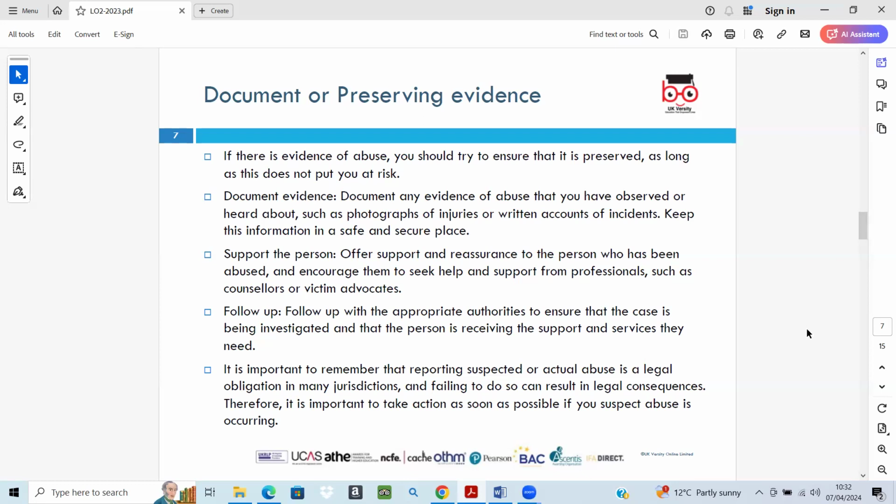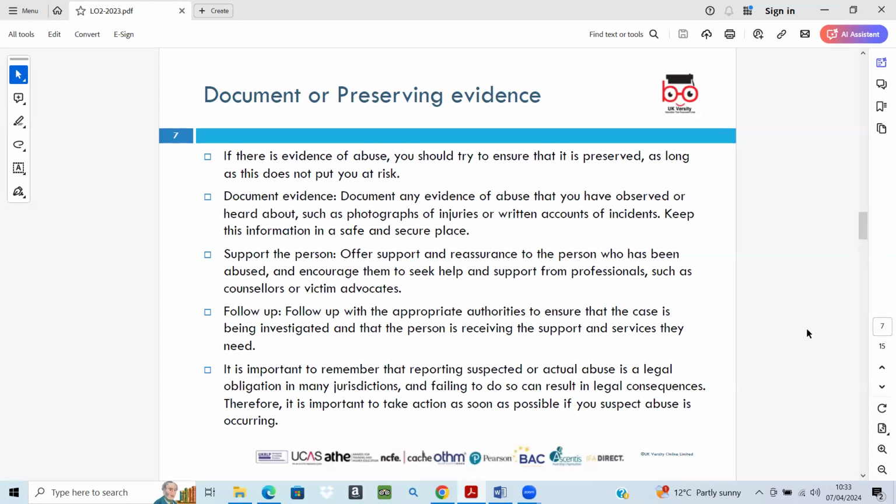And then there are some legal obligations. It's important to remember that reporting suspected or actual abuse is a legal obligation in many organizations and in many countries, and failing to report can result in legal consequences. Therefore, it is important to take action as soon as possible if you suspect abuse is occurring. So these are about that one.